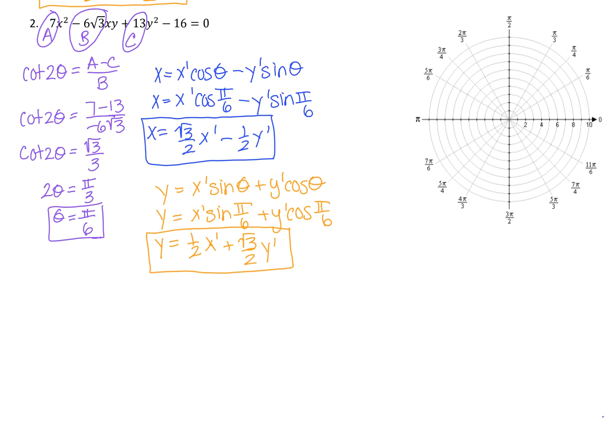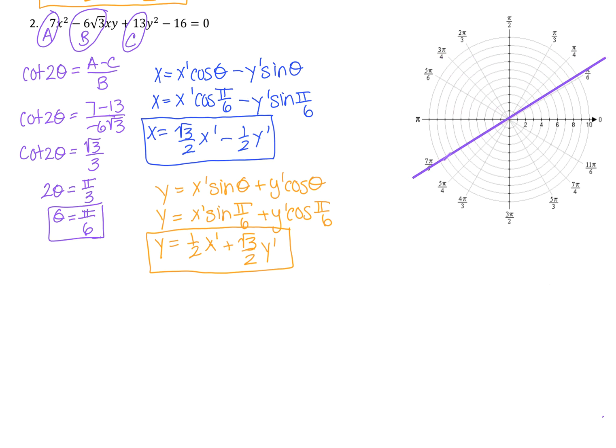And so now with these 3 values, you can go ahead and begin your substitution. And then if you want to draw your axes at pi over 6 right now, you could do that. So you know that theta is pi over 6. So you can draw your rotation at pi over 6 for when you're ready to graph it. So there's pi over 6 there, and there's pi over 6 here.